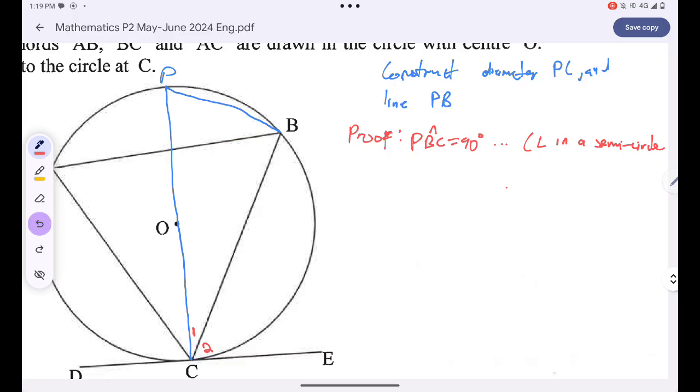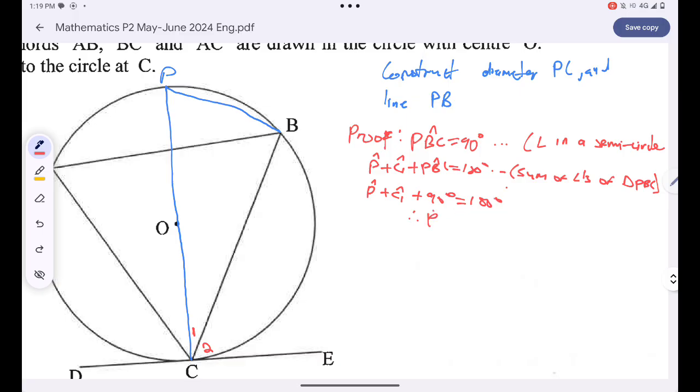Okay, but then we also know that angle P plus angle C1 as well as angle PBC, they all sum up to 180. This is the sum of angles of triangle PBC. Are you together? We do not know the value of P and the value of C1, but I know that this angle over there is 90 degrees. So I can therefore conclude that angle P is basically equal to 90 minus C1. Please keep this statement in mind.